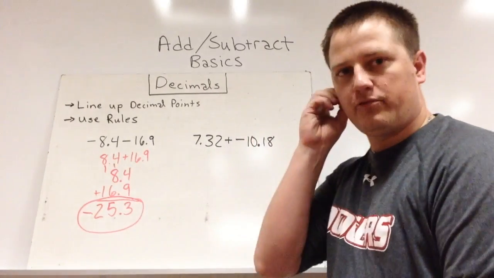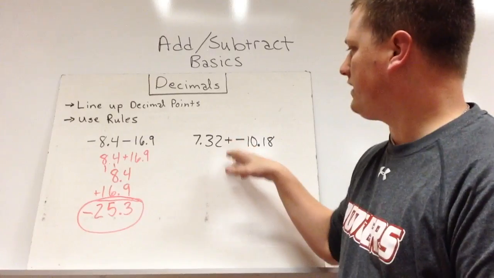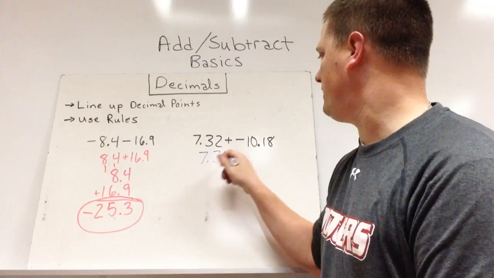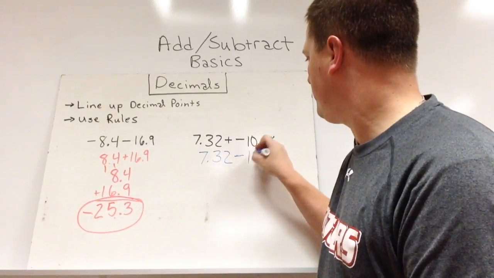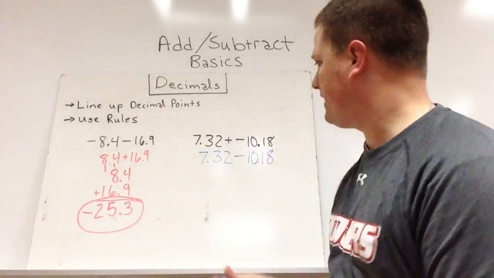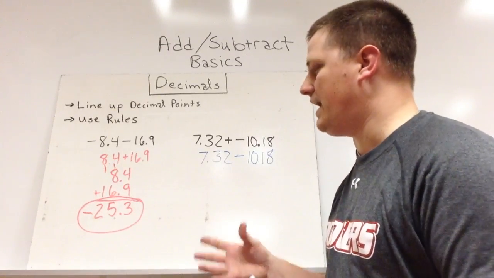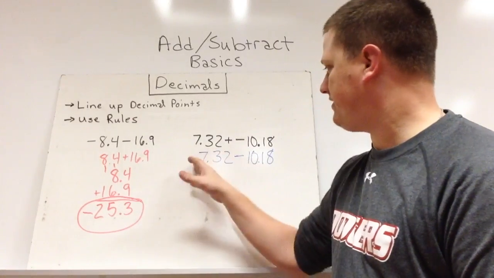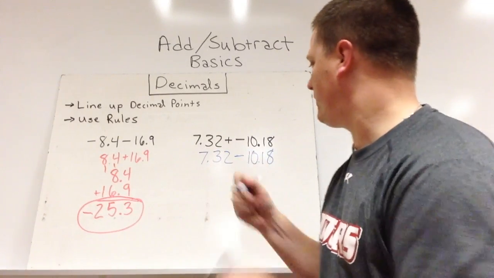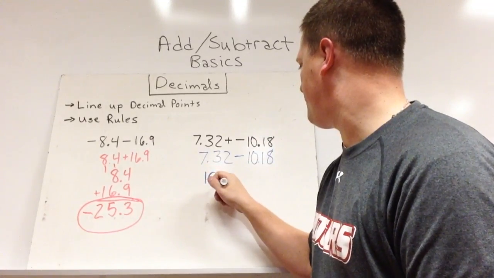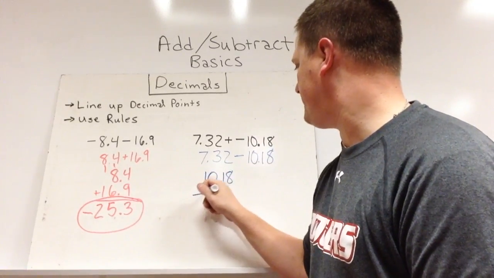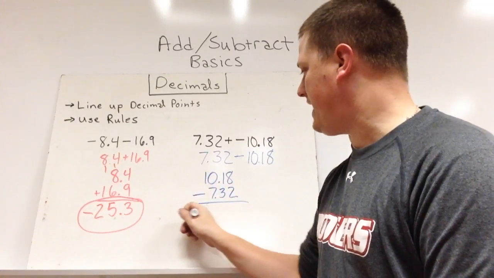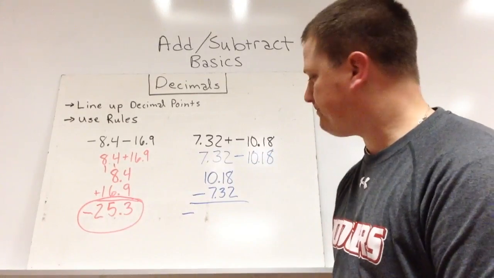Okay? This one here, a little bit different. So again, we have to use our rules. We can rewrite this as 7.32 minus 10.18. So now this looks a lot like our rule 2. So we need to figure out which number is bigger. Well, this one's a 10, this is a 7. So 10 is bigger. So we're going to take 10.18 minus 7.32. And whatever we get for an answer is going to be negative because the second number was bigger.